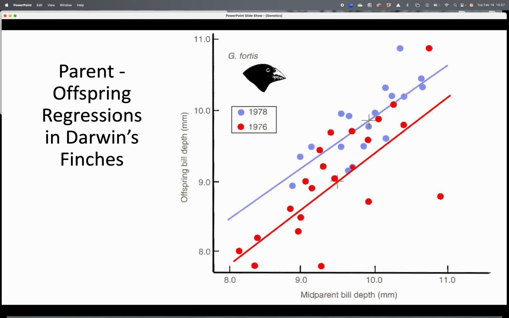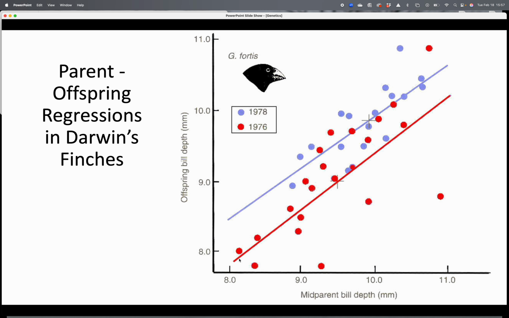Directional selection. When we look at the parent-offspring regression of the 1976 finches and the 1978 finches, it's interesting. The red dots and the red line here represent families in 1976, and this cross here represents what we call the bivariate mean. It's the average value of the parents versus the average value of the offspring.